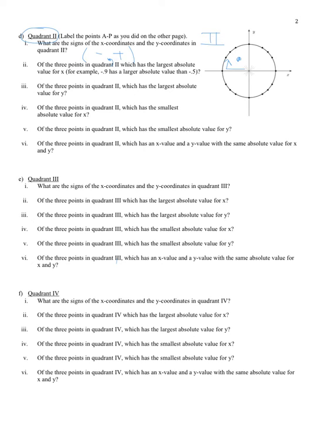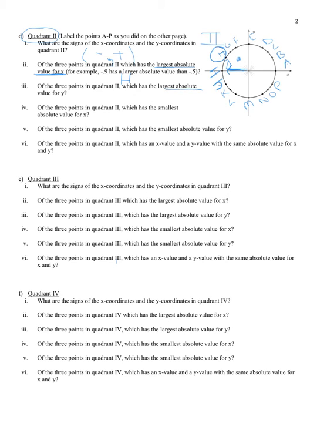So of the 3 points in quadrant 2, which has the largest absolute value for x? We're basically looking at the one that's moved back the farthest. So looking here, I am just going to pause the video and label the points. You can go A through P as well. Now that I have the points labeled, it's just the same as the other page. So back to our question, which one has the largest absolute value for x? The one that moves back the most is this point H here.